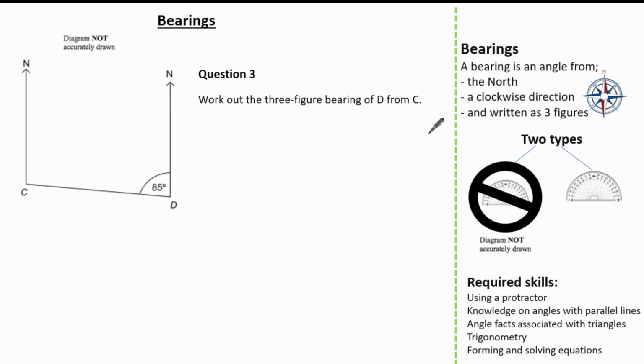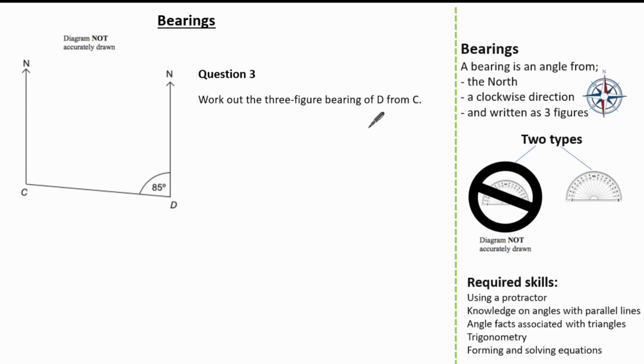Now let's have a look at a different type of bearings question. Here you can see the question states that the diagram is not drawn accurately. Therefore, we know we cannot use our protractor. We need to work out the three-figure bearing of D from C. We need to use our knowledge on angles with parallel lines. The great thing about north is every north is parallel. So that means we can use our knowledge on parallel lines.